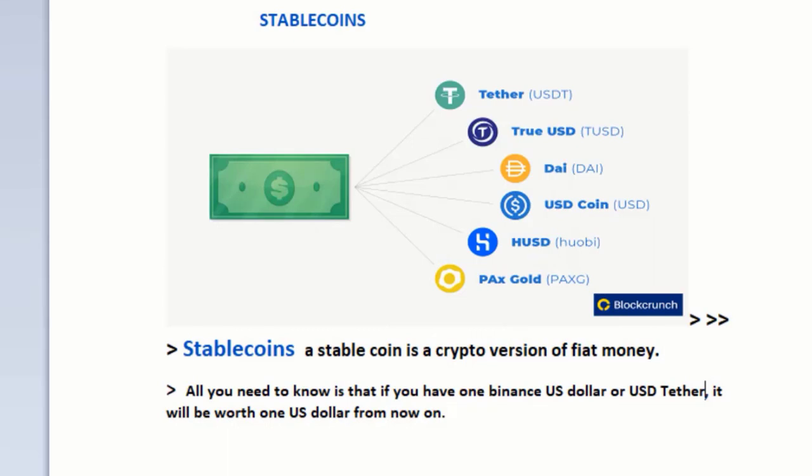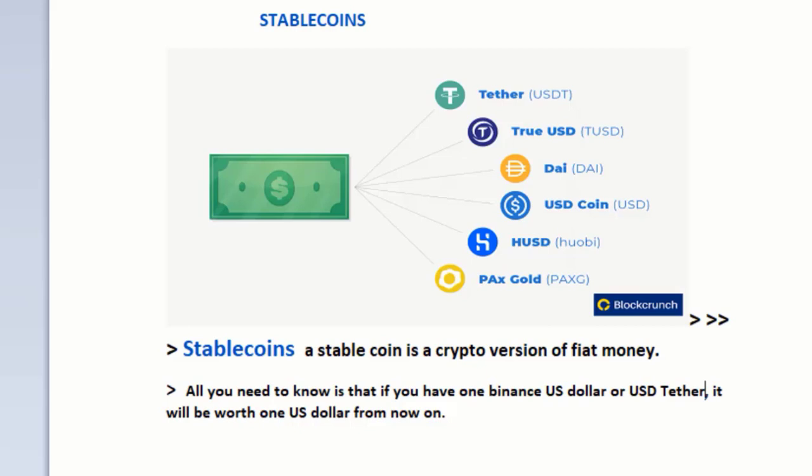Moving on to the next topic, let's take a look at stable coins. So what is a stable coin? A stable coin is a crypto version of fiat money. It is always a crypto representation of a physical asset. As a result, it does not have to be fiat money.